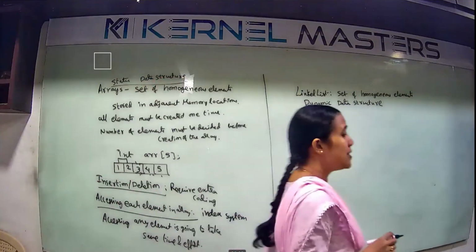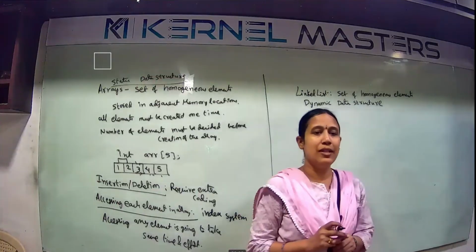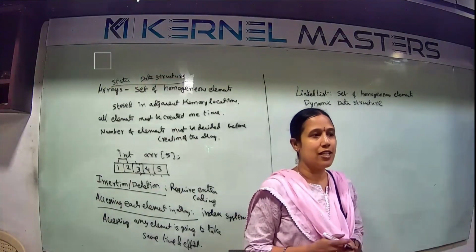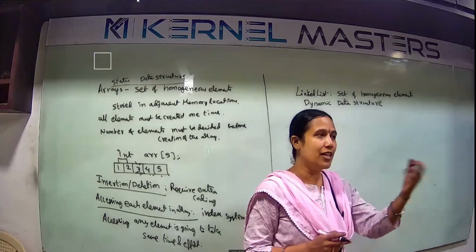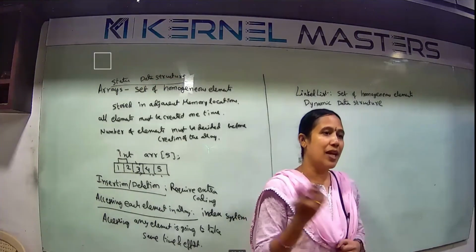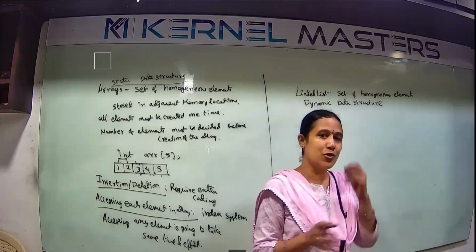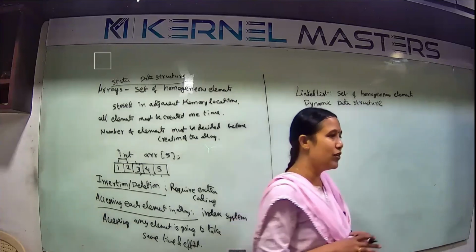Linked list is a dynamic data structure because during execution, you can decide, I need one more element. I need another element. I don't need this element. All these things you can do dynamically. During runtime only you can decide.